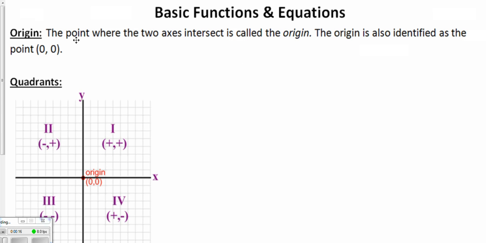Origin, the point where the two axes intersect is called the origin. So this spot right here. We can also just call it 0, 0. So this spot in the very middle right at 0, 0, that's called the origin.